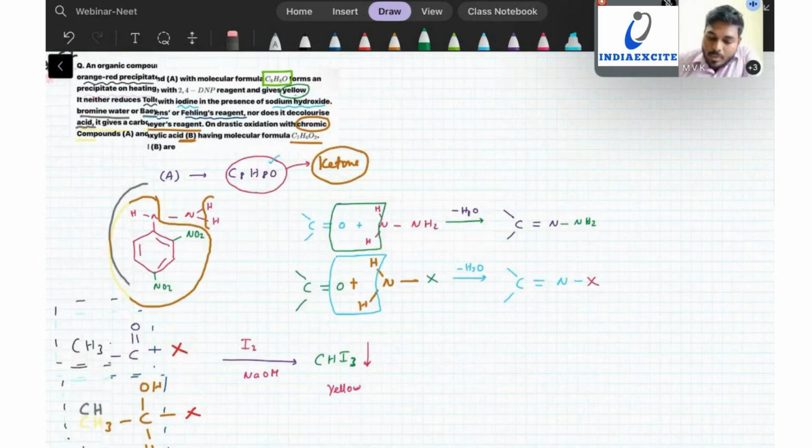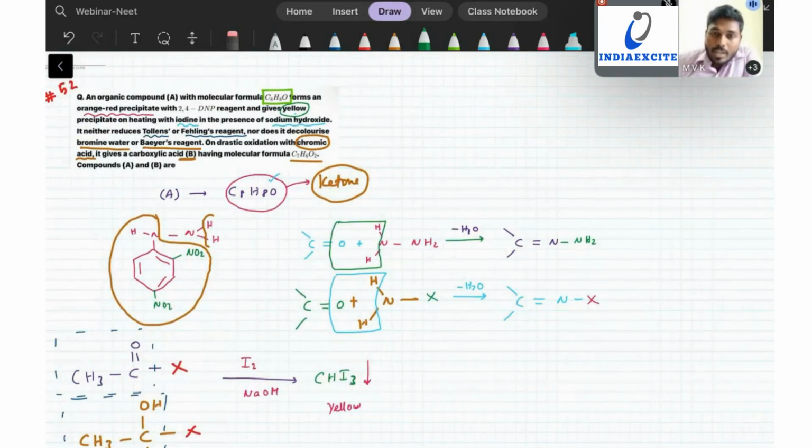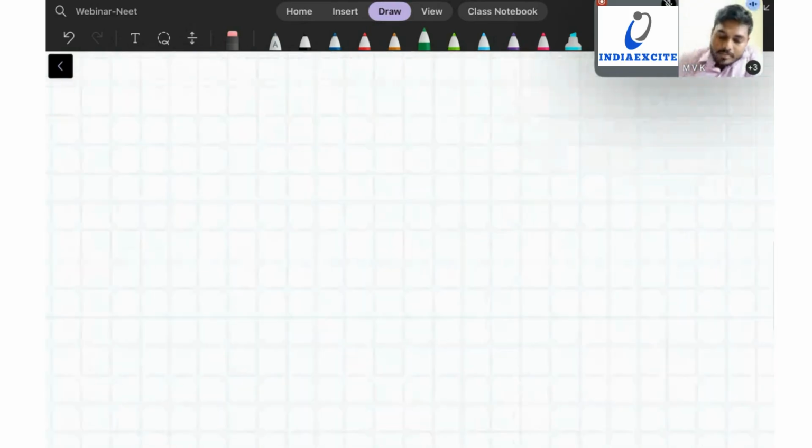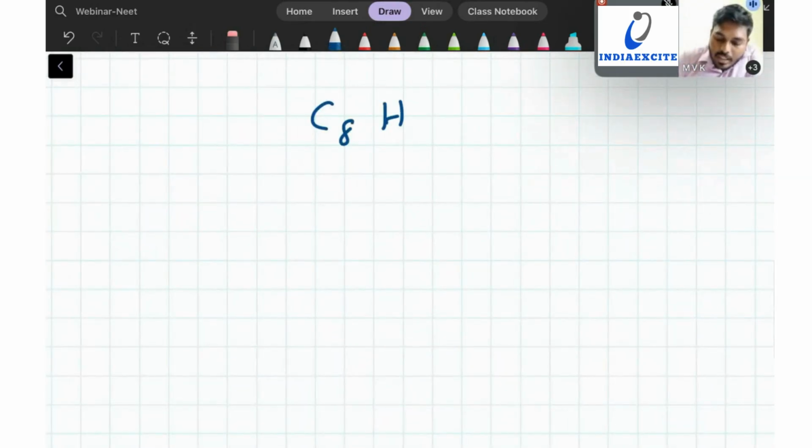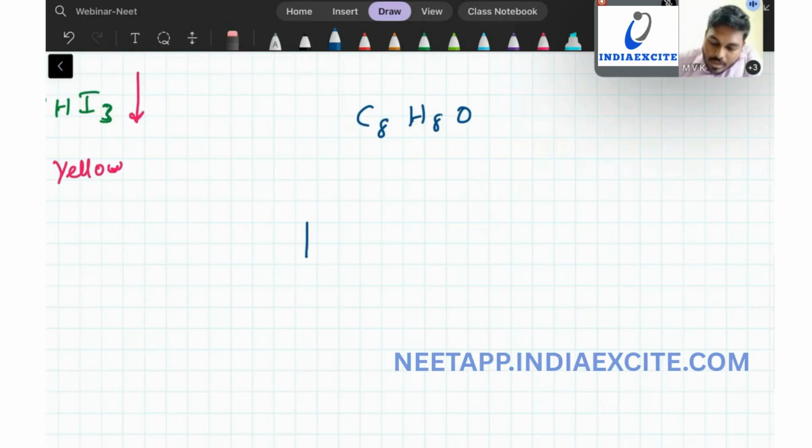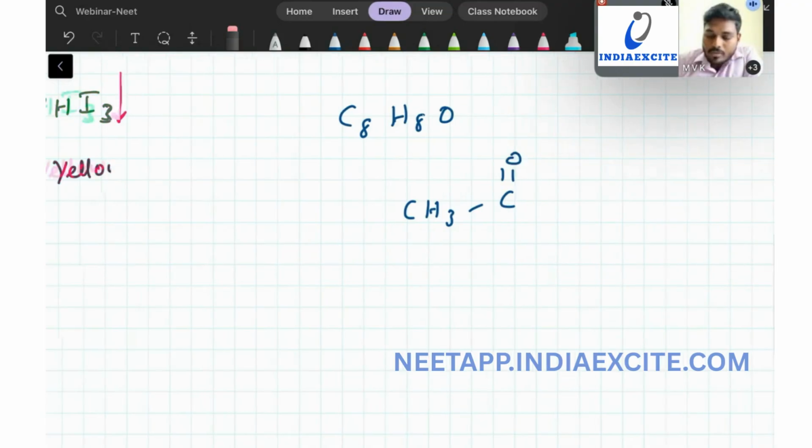Okay, so by now, what can I say? This compound has a ketone group in it. This compound is a ketone. And one more thing, it is having C7 and H6. Two things are very important. First is we need to have common sense and make a calculated guess. Okay, now listen. So C8H8O. You see, it must have CH3-C=O. That's why it is testing positive for the haloform test.